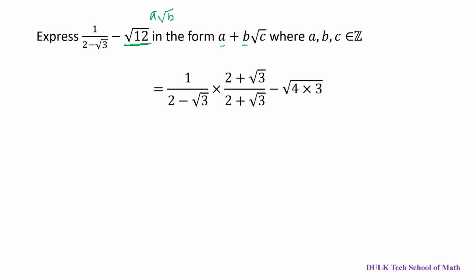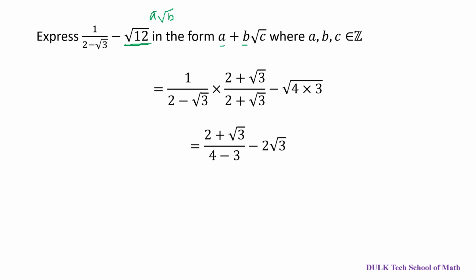Rationalizing the denominator, we are multiplying by the conjugate of this denominator, and the conjugate of this denominator is 2 plus root 3. So we are multiplying by 2 plus root 3 over 2 plus root 3. Right, at the same time we are expressing root 12 in the form a root b. So this 12 is the same as 4 by 3. So this reduces to, if we simplify the numerator, we'll find 2 plus root 3 over the denominator now 4 minus 3. Right, if we distribute the square root here, it's root 4 by root 3, and root 4 is 2, so it simplifies to 2 root 3.